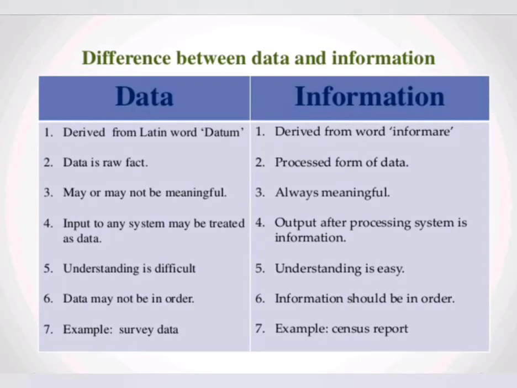Data is derived from the Latin word datum, information is derived from informer. Data is a raw fact, information is a processed form of data. Data may or may not be meaningful, information is always meaningful. Data is called input and information is output. Data is difficult to understand, information is easy to understand. Data may not be in order, information should always be in order.